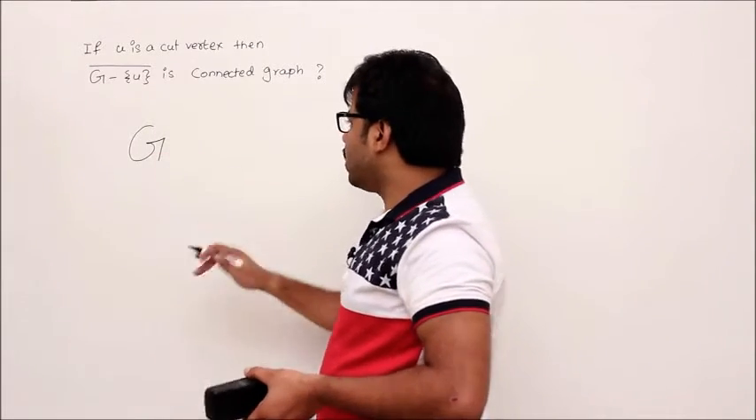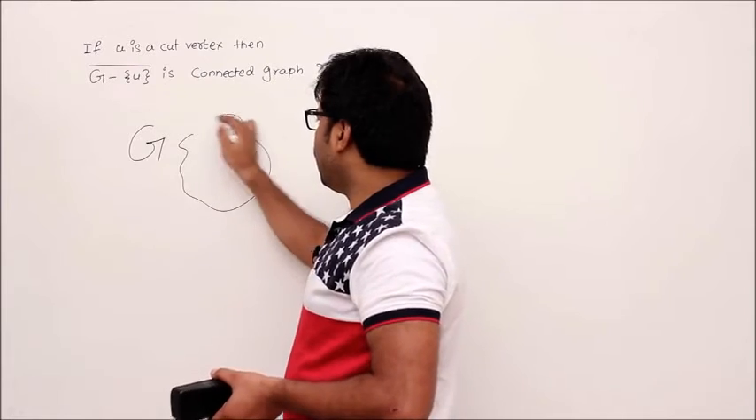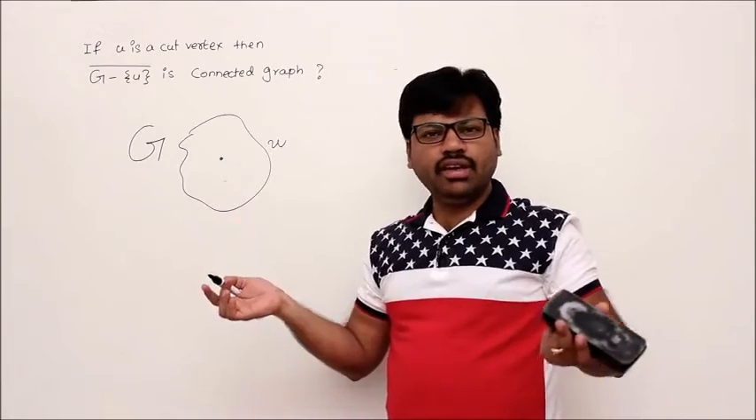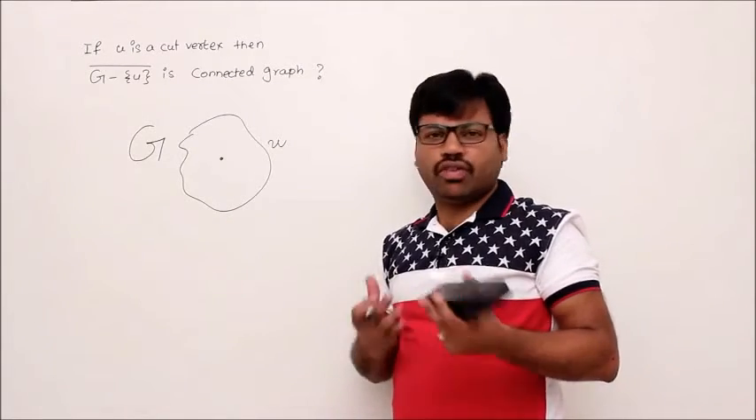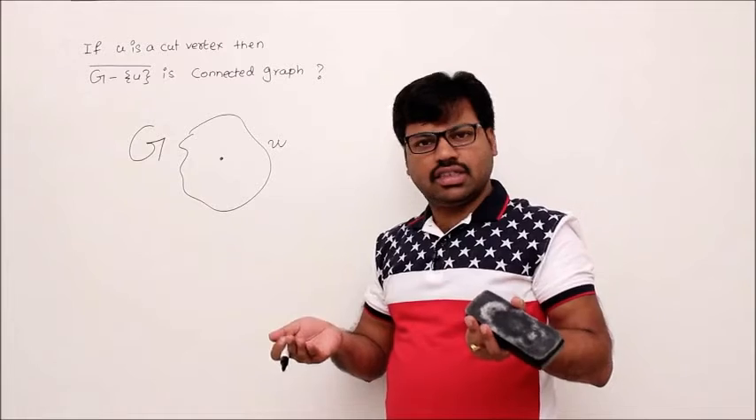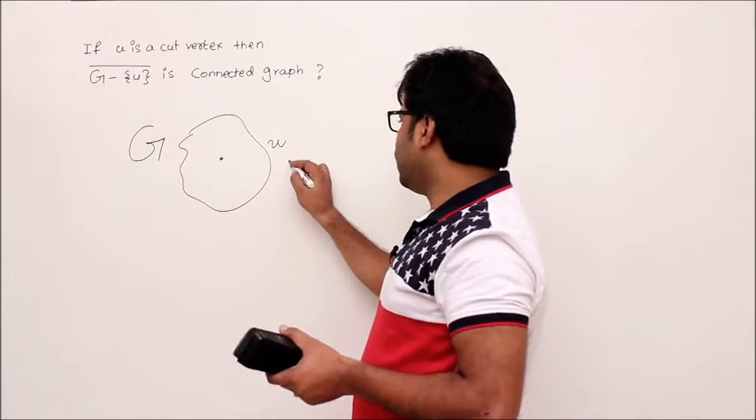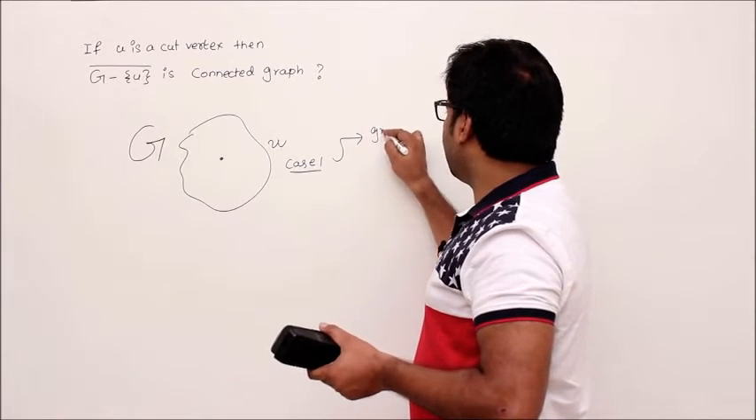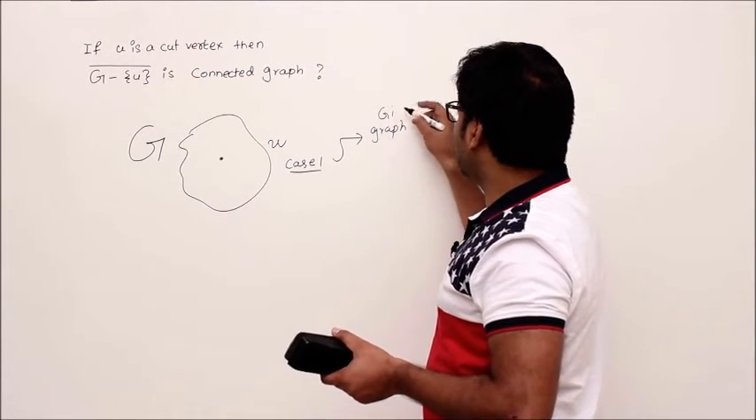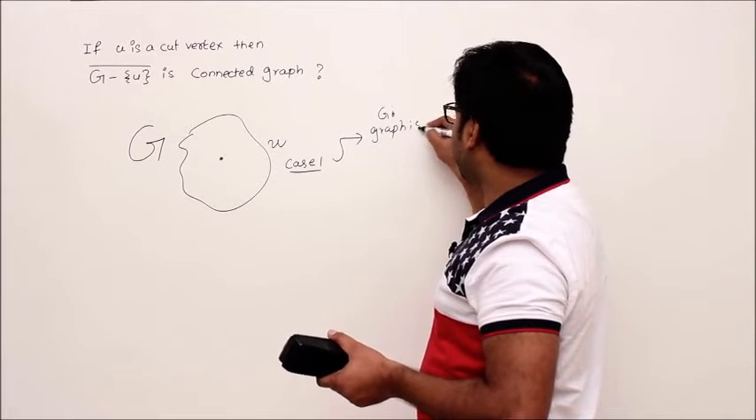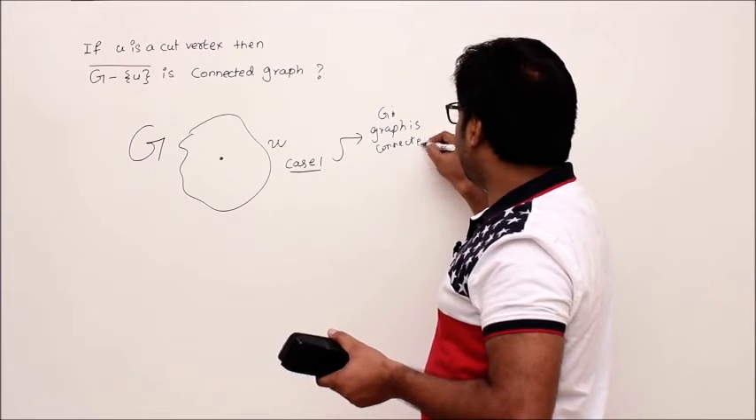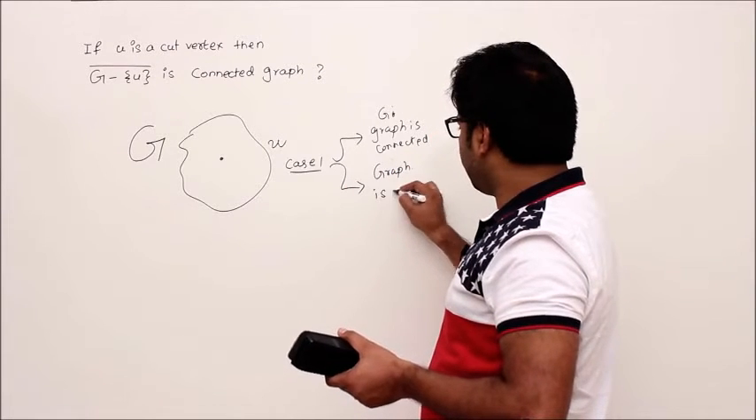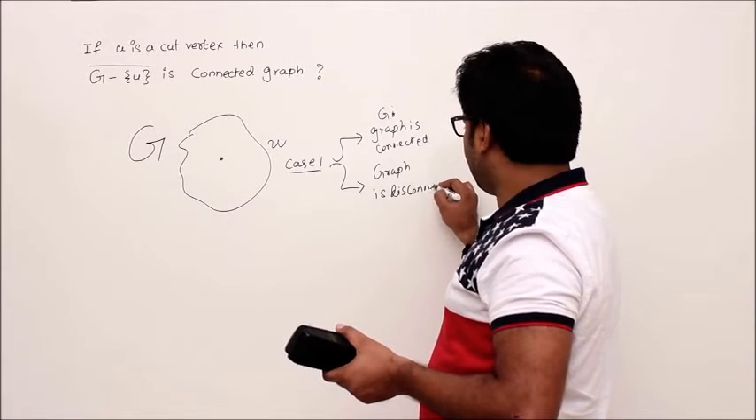And let's say this graph has a cut vertex. Okay, this is your graph G and there is a cut vertex U. What's the property of a cut vertex? If you remove it, the graph will be disconnected, or otherwise the number of connected components will be increased. Correct? So let's take two cases. Case number 1, where graph G is, let's say, already connected. The second case we will take where the graph is disconnected.